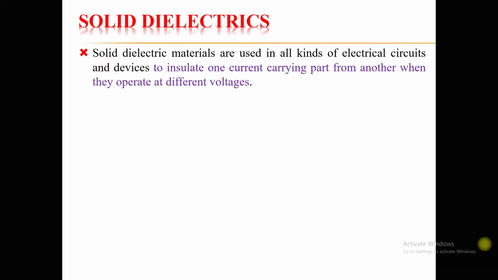If we take the case of transmission line insulators, they not only provide the insulation between the current carrying conductor and the transmission line tower, but also provide a kind of mechanical support. So solid dielectric materials are not only for the purpose of giving insulation, but they also act as a kind of mechanical support.